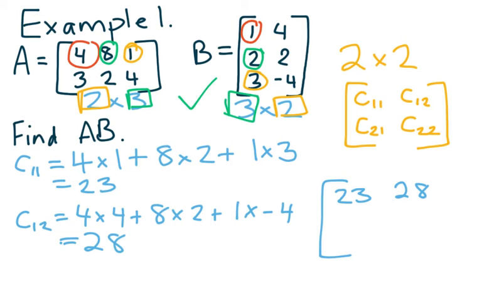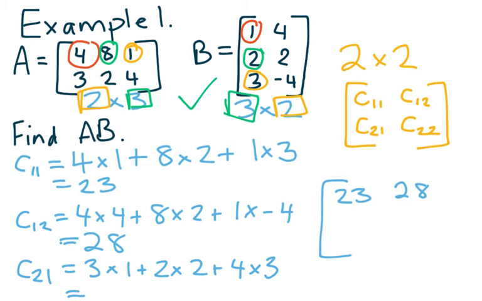And then again, we just do the next part. For the position in the answer of row 2, column 1, we would use row 2 from the first matrix and multiply it by column 1 of the second matrix. Okay, so to do C21, I'm going to write that down. C21, we're going to do row 2 by column 1. So we're going to have 3 times 1 plus 2 times 2 plus 4 times 3.